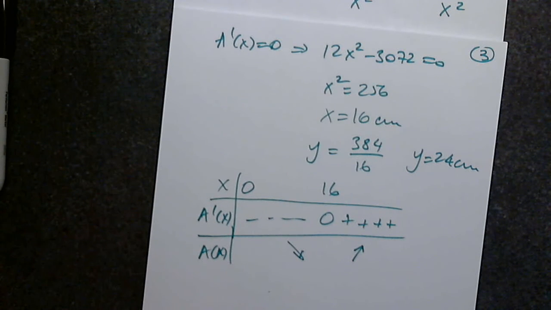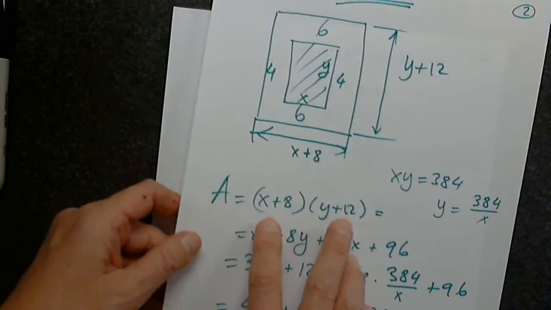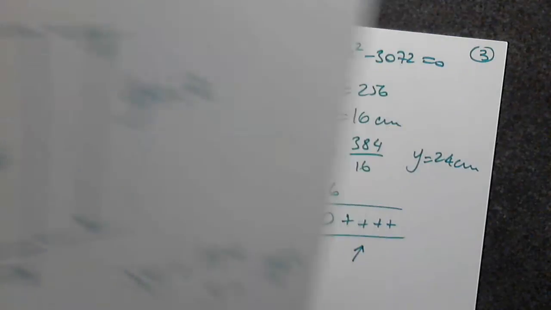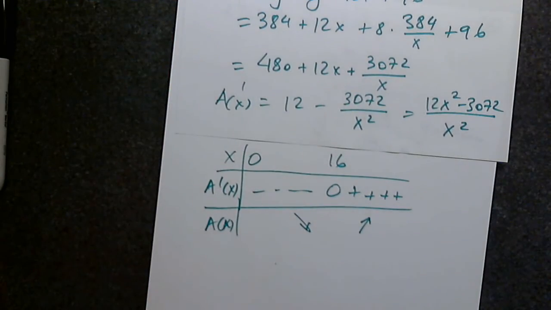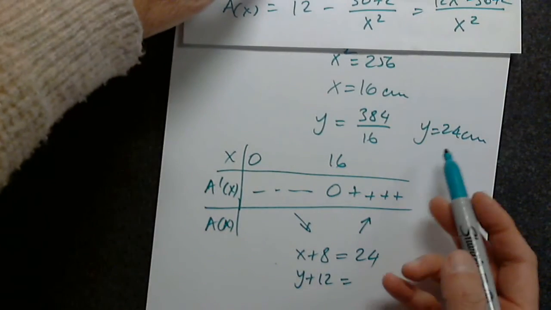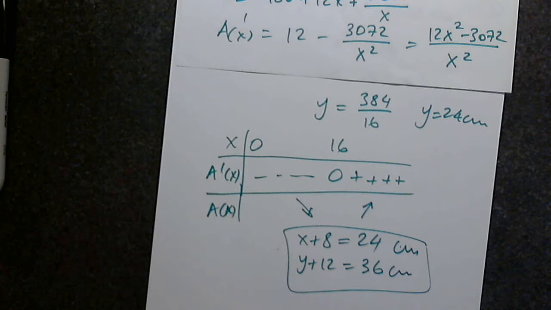So these were the dimensions. Of course, the actual dimensions of the poster would be, so the x and y are these, and if you want to determine this and this, you can. But we're asked to determine, yes, so I have to add. So then x plus 8 will be 24, and y plus 12 will be 36. So these are the dimensions of the poster that, keeping in mind that the printed area is 384 centimeters squared, will give us the smallest area.